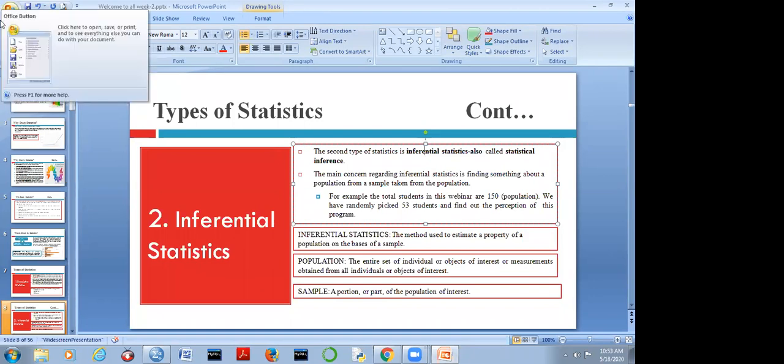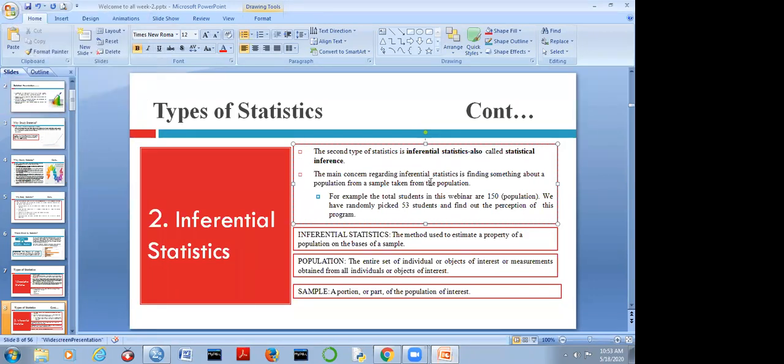I will give a very simple example. The main concern regarding inferential statistics is finding something about the population from a sample taken from that population. I will give a very practical example. Read my example, understand my example. For example, the total students in this webinar are 150. ठीक है, आप पूरे इस webinar में you are attending. For example, presently there are 102, I can take 100, but the registered are 150. We can assume there are 150 students attending this webinar.